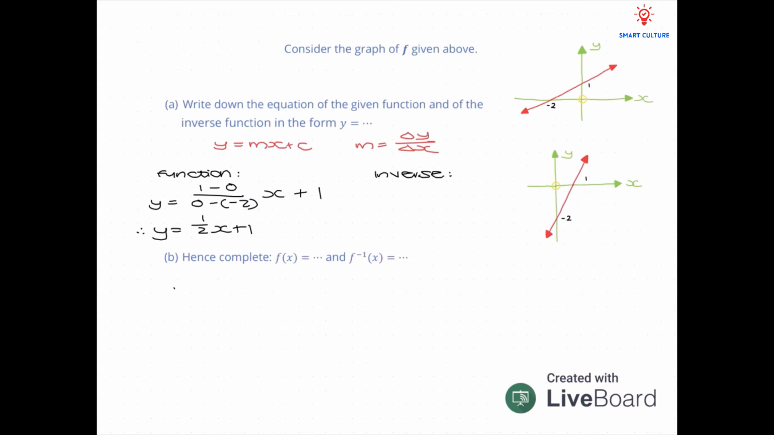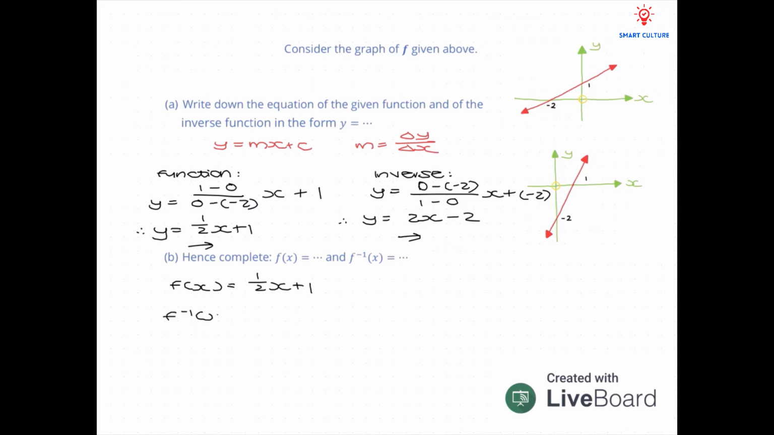The inverse, this will be y is equal to (y2 minus y1) over (x2 minus x1) x and the y-intercept. Therefore, y is equal to 2x minus 2. Those are two equations. Now it says, hence, complete: f of x is equal to, and the inverse of f of x is equal to. f of x is equal to a half x plus 1. The inverse is 2x minus 2.